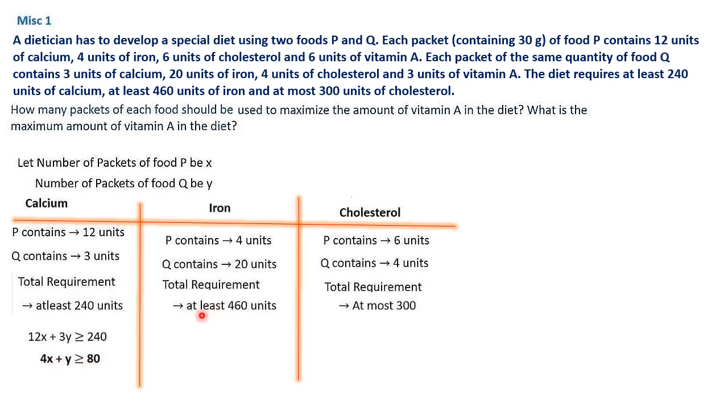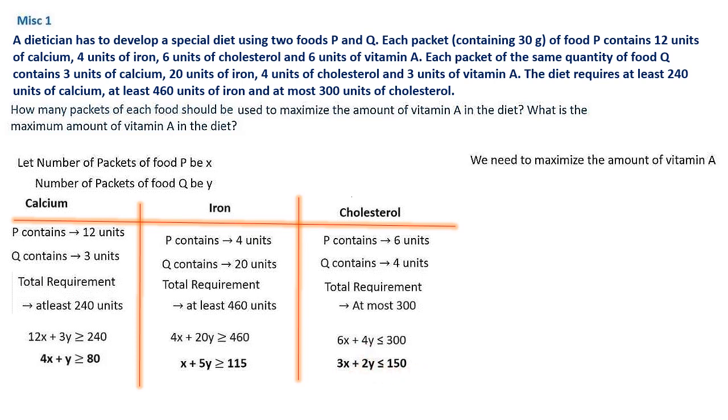And here also it is at least only, so the inequality symbol we use is greater than or equal to. So 4x plus 20y greater than or equal to 460. Then cancel it, 4 we can cancel. x plus 5y greater than or equal to 115. Next is 6x plus 4y less than or equal to 300. At most means maximum 300 you can use. You should not exceed 300, so within 300 we have to stay. That is less than or equal to. Remember, at least means greater than or equal to, and at most means less than or equal to. Then 2 we can cancel. 3x plus 2y less than or equal to 150.